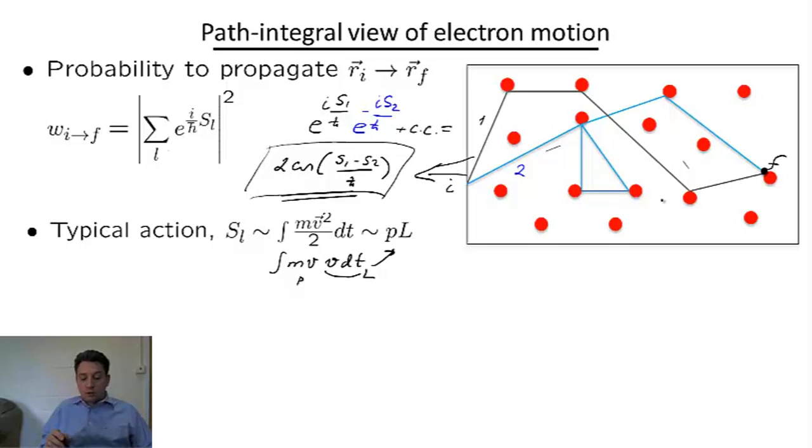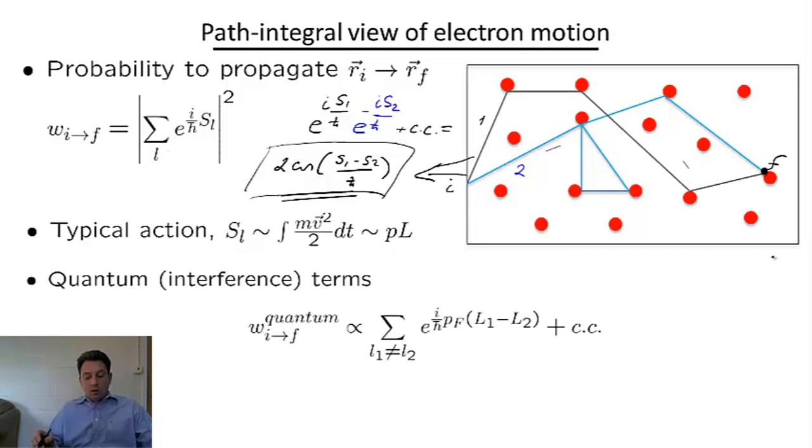So now, using this estimate, we can also estimate the typical quantum interference terms, which are described by the sum over all pairs of non-equivalent different trajectories, L1 and L2.